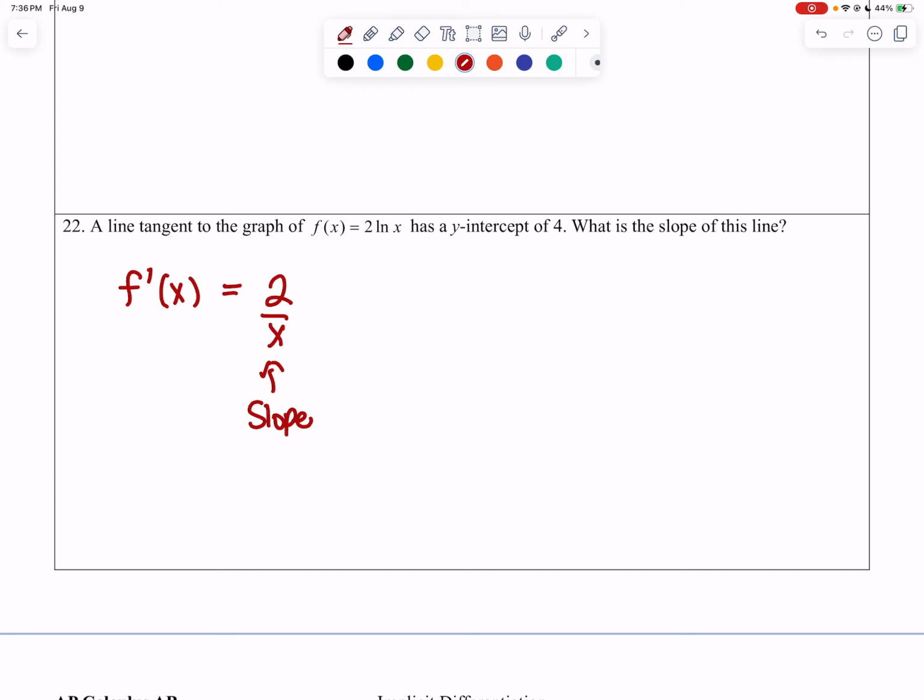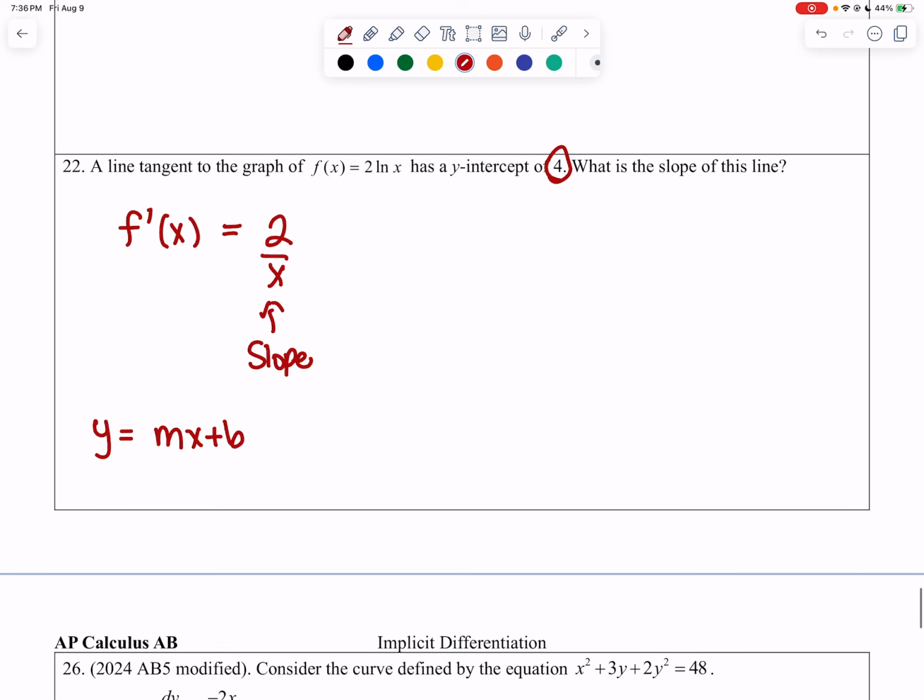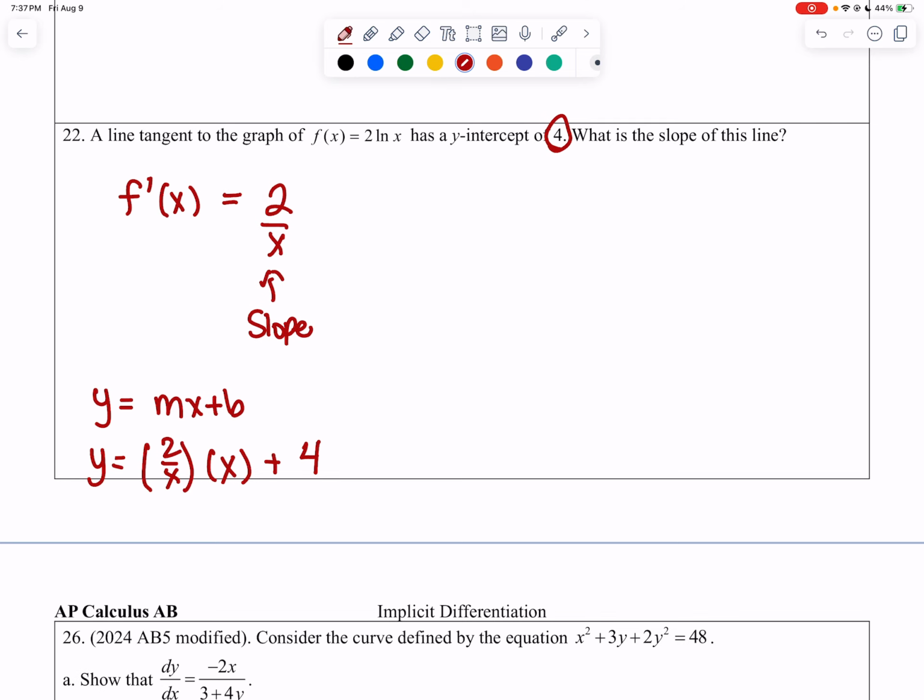Now, I know that my tangent line equation has a y-intercept of 4. So I know that I have y is equal to mx plus b, and my b value is going to be 4. My slope, aka my m, is going to be 2 over x. So now I have y is equal to 2 over x, aka my slope, times x, plus 4. Well, notice how my x's cancel out. So now I have y is equal to 6.